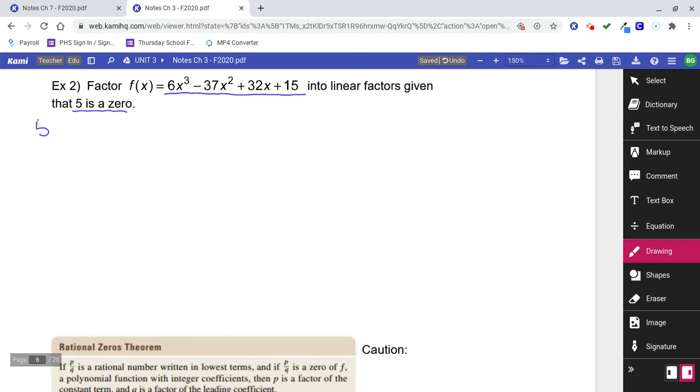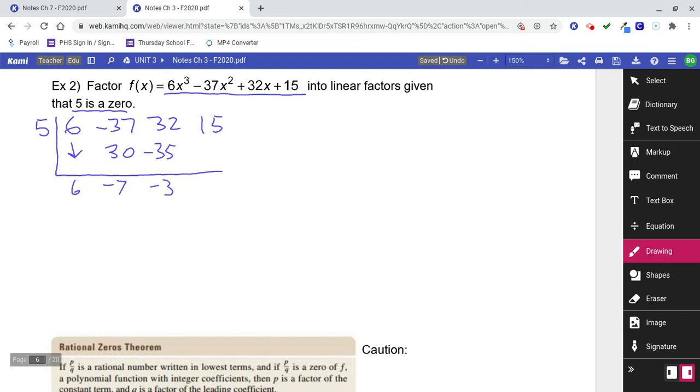So what I can do with that information is use the 5 to break down the problem. So think about the division process. I've got 6x to the 3rd minus 37x squared plus 32x and plus 15. Do the same process, synthetic division, add straight down and multiply diagonal, and you get 0. We knew it was a 0 because they told me 5 is a 0.